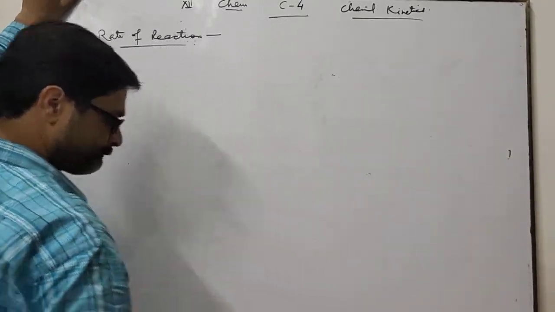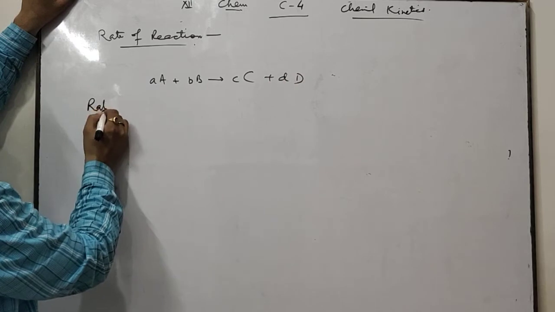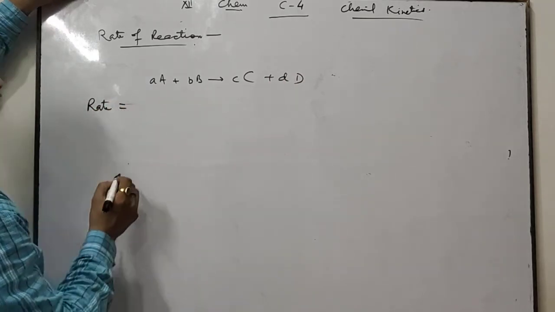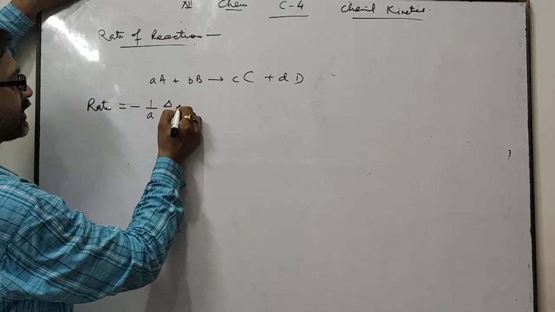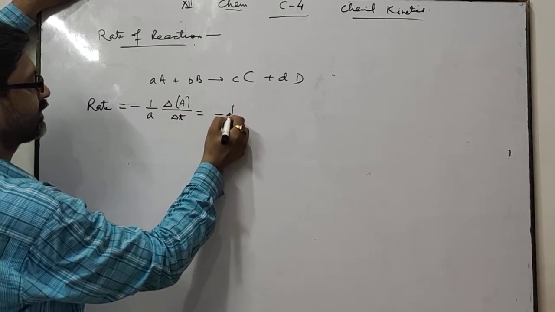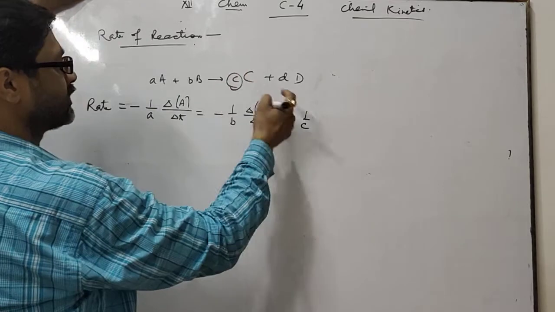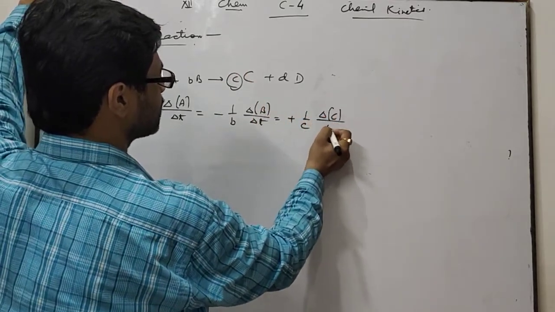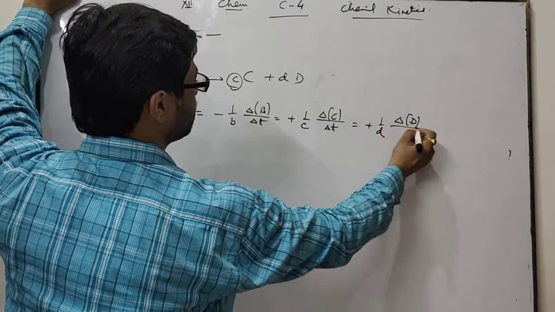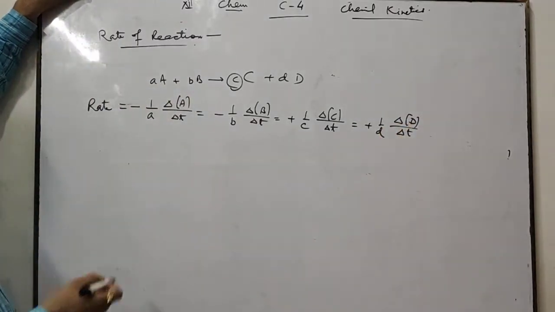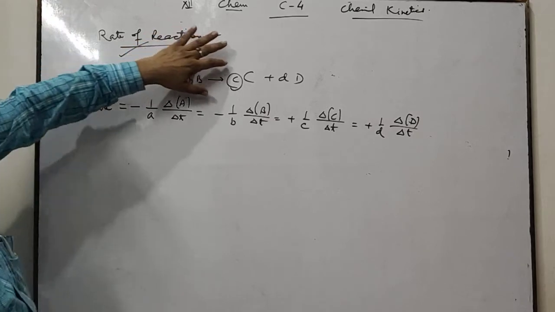If any coefficient is present before these, see here like this: small a capital A, small b capital B, small c capital C and small d capital D. In this reaction, the rate of reaction will be minus 1 by a delta concentration of A upon delta T equals minus 1 by b delta concentration of B upon delta T equals plus 1 by c delta change in concentration of C upon delta T equals plus 1 by d delta D by delta T. In this way we can write the expression for rate of reaction.